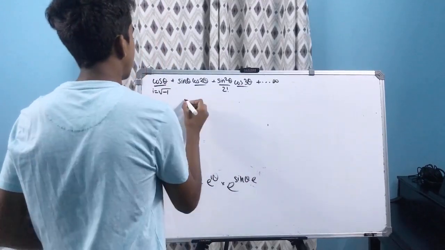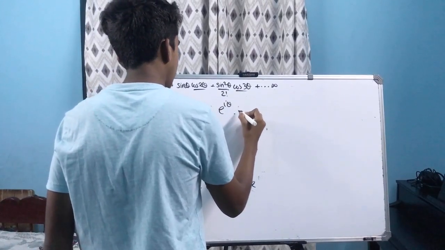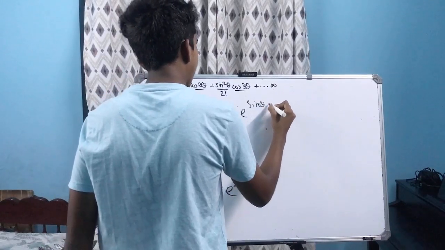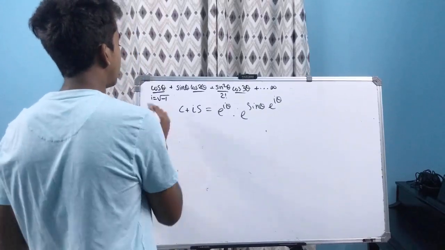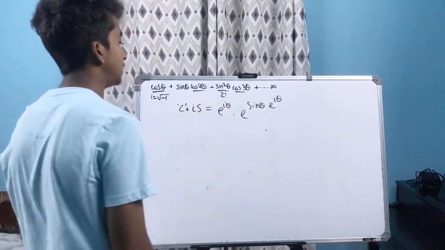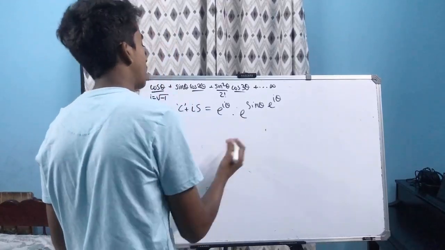So we have c plus is equals e raised to i theta times e raised to sine theta, e raised to i theta. Now note that what we're trying to find is the series which is equal to c. So we're trying to solve for c in this. Let's see how we can do that.